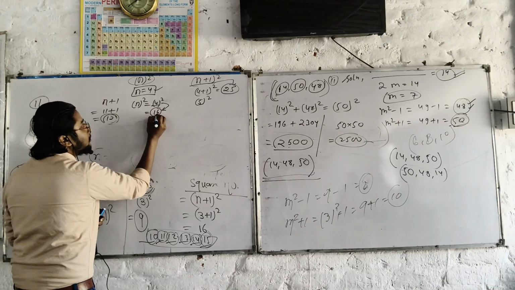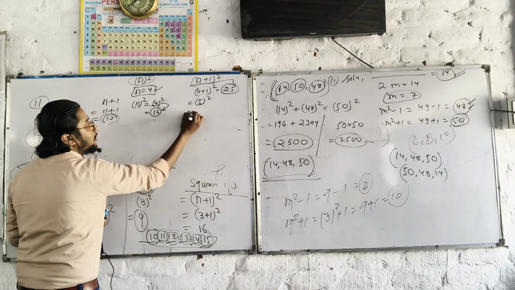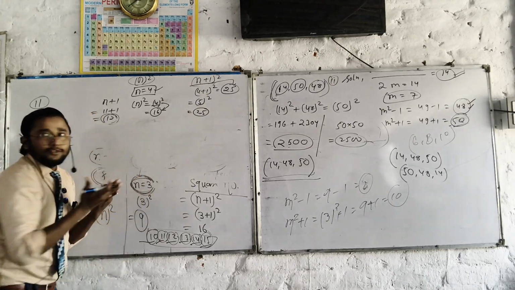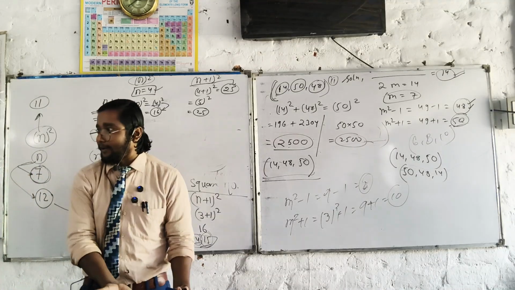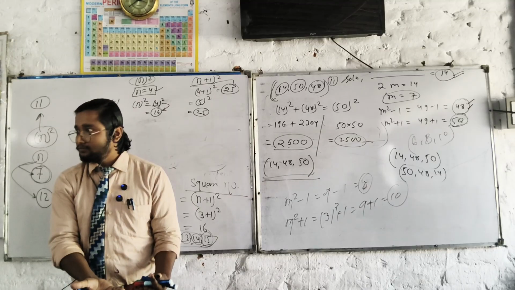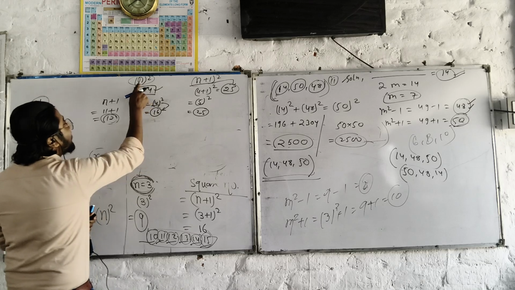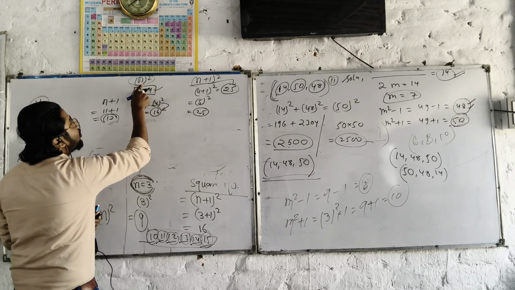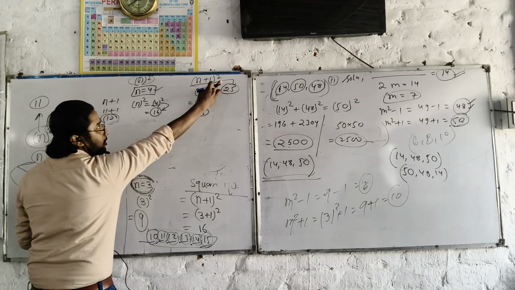4 square equals 16, and 5 square equals 25, since 4 plus 1 gives you 5. So we have to find the non-perfect square numbers between 4 square and 5 square, not between 4 and 5. Also we can say that these are the squares of two consecutive numbers. Why? Because it is n square and (n plus 1) whole square, right?